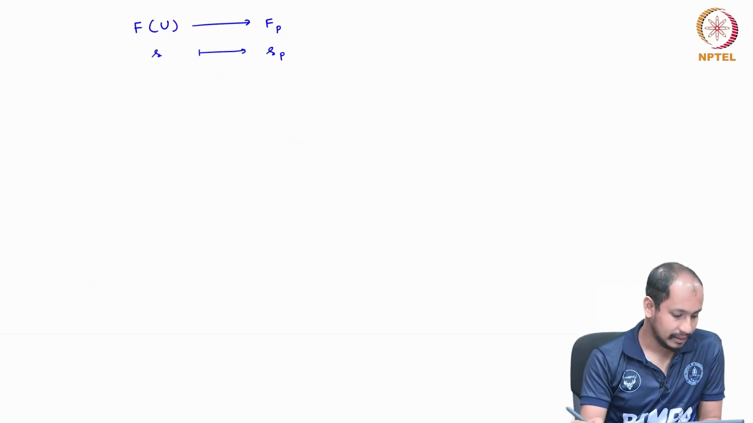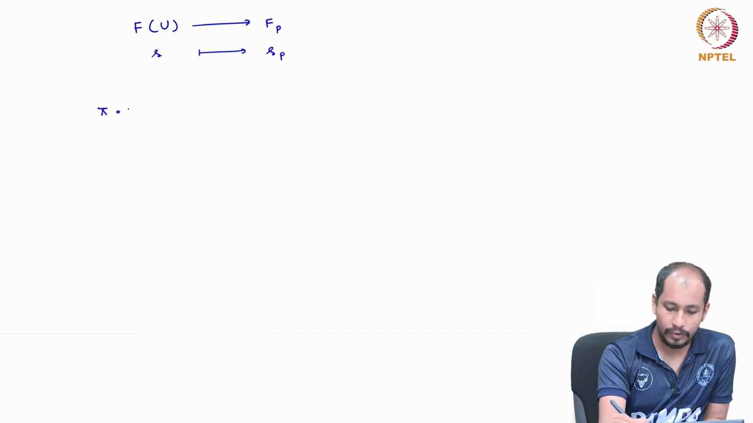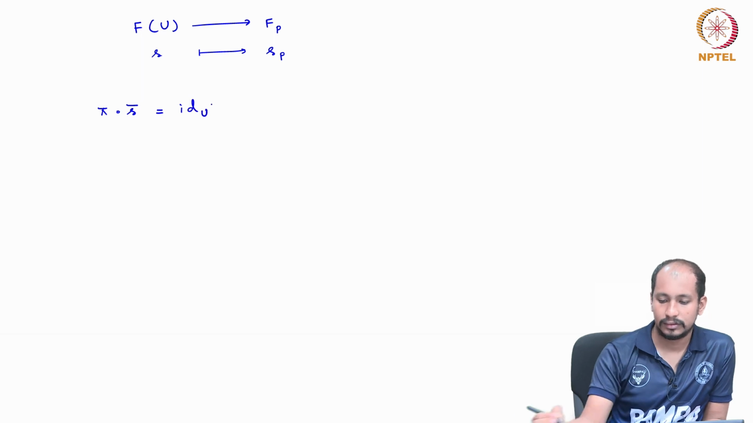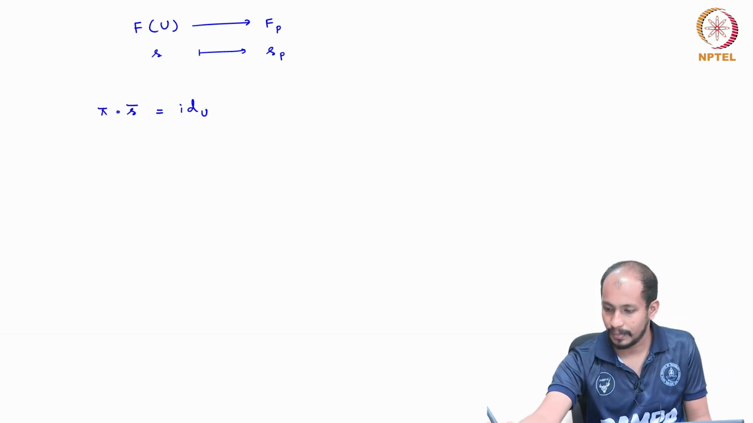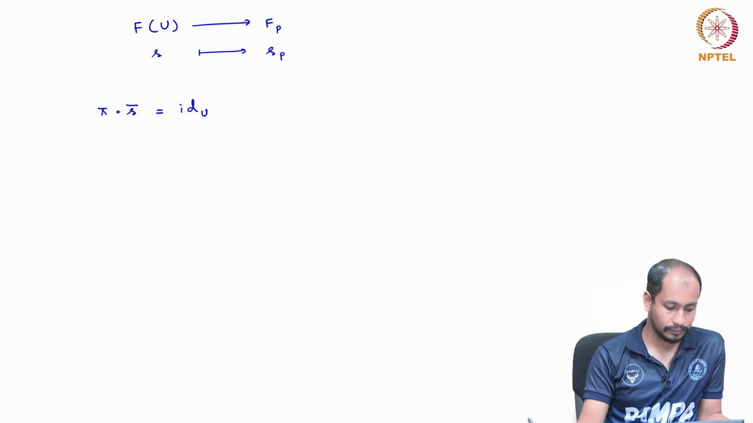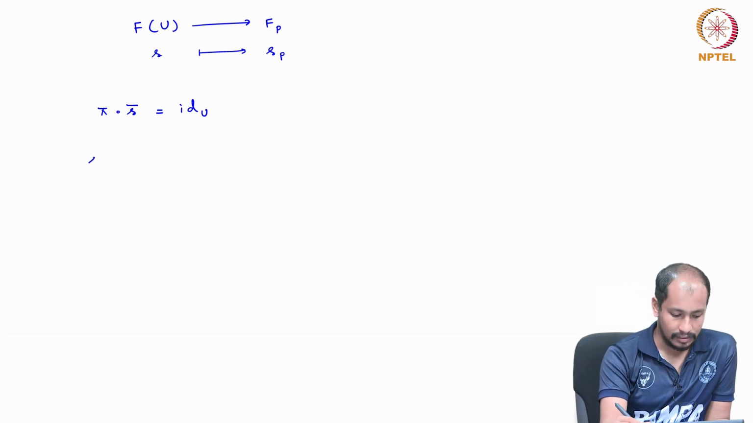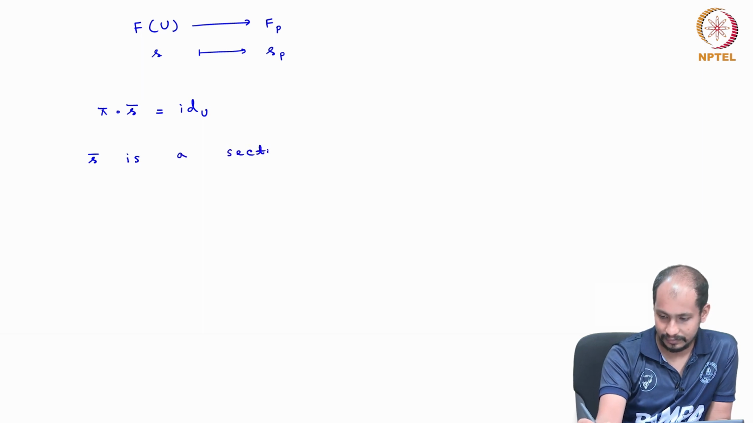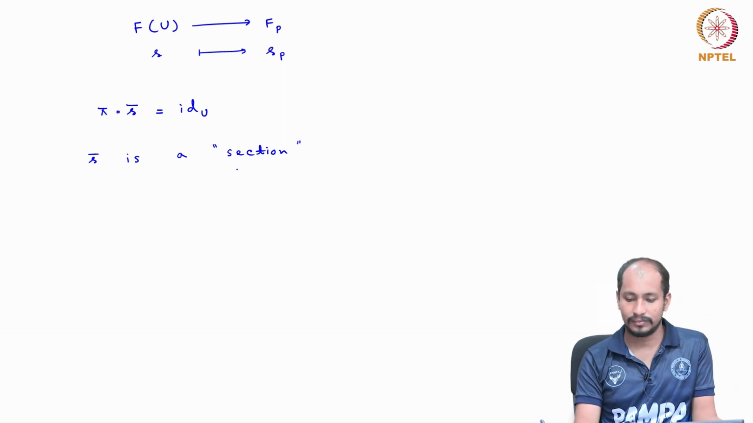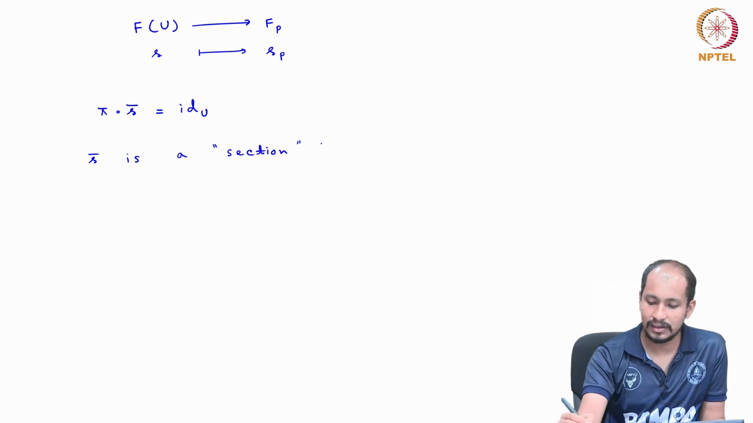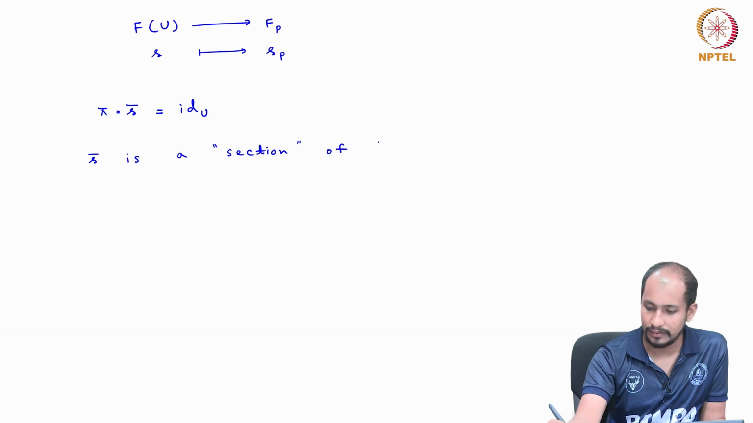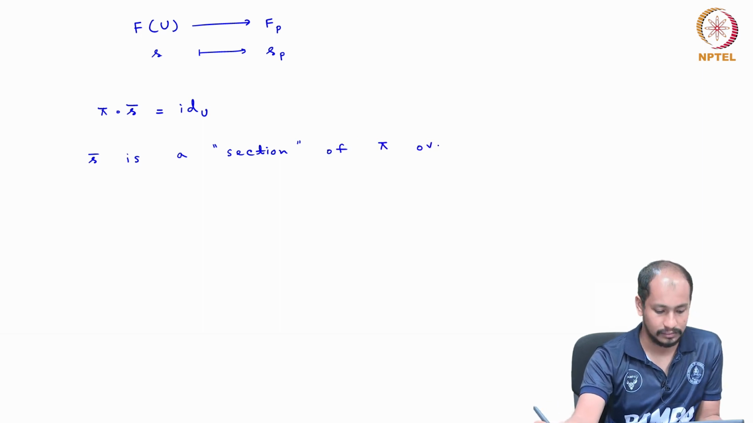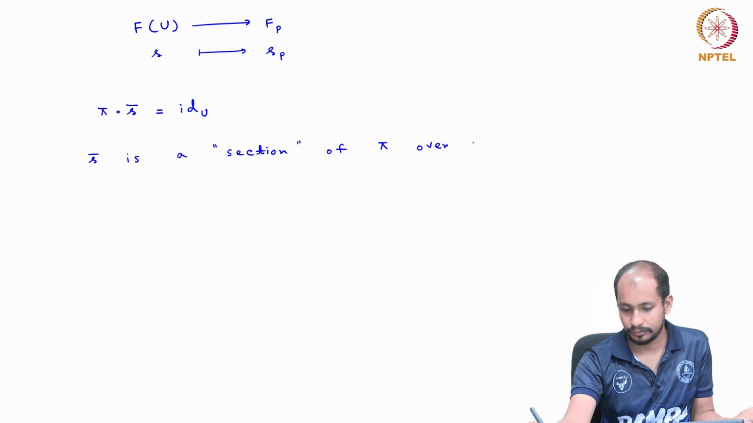So an interesting thing happens: we notice that pi composition s bar is the identity from U to U. Okay. So s bar is a section. This is a new term. So this is a section of pi over U.